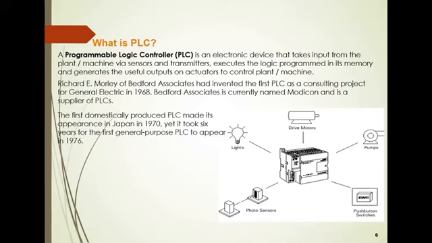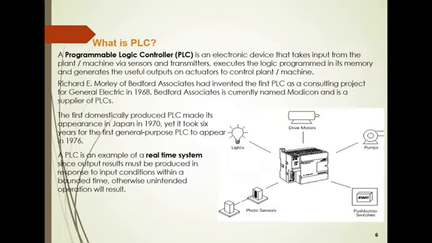Now we will see some basic idea about the PLC. Here you can see the basic definition: a controller is an electronic device that takes input from the plant or machine via sensors and transmitters, executes the logic programmed in its memory, and generates useful output on actuators to control the plant and machine. Second, Richard E. Morley of Bedford Associates invented the first PLC as a consulting project. So this was invented by Richard E. Morley.